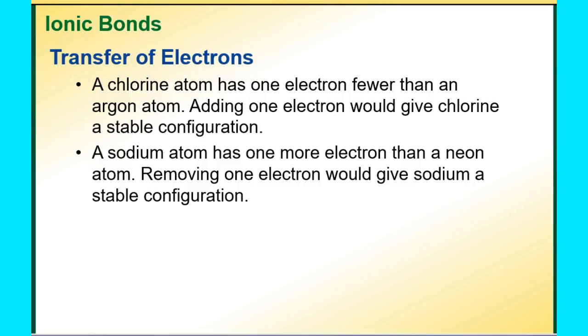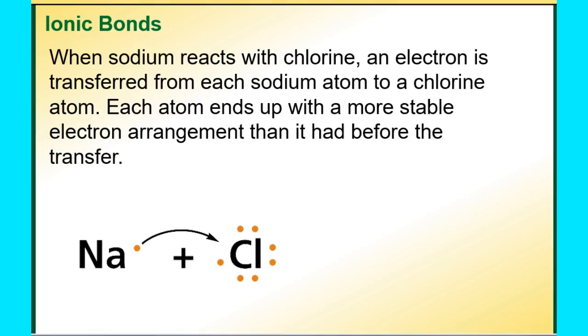Transfer of electrons. A chlorine atom has 1 electron fewer than an argon atom. Adding 1 electron would give chlorine a stable configuration. A sodium atom has 1 more electron than a neon atom. Removing 1 electron will give sodium a stable configuration.